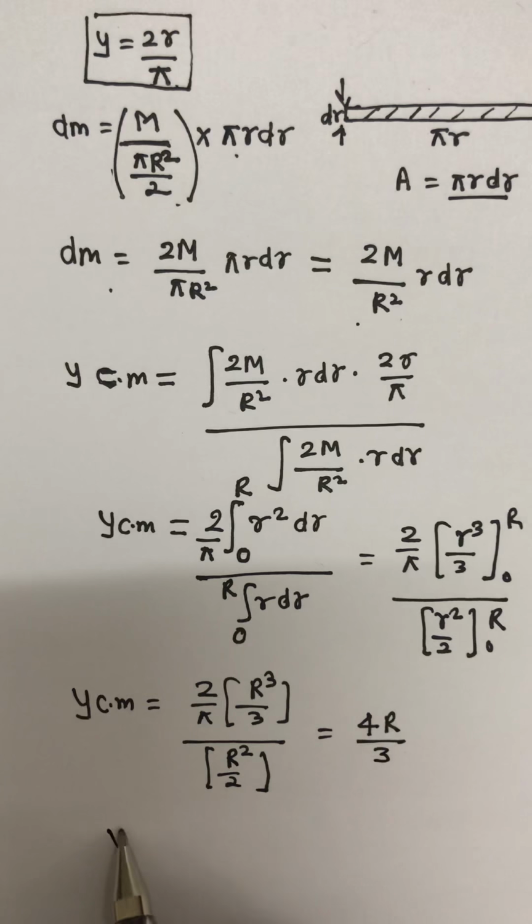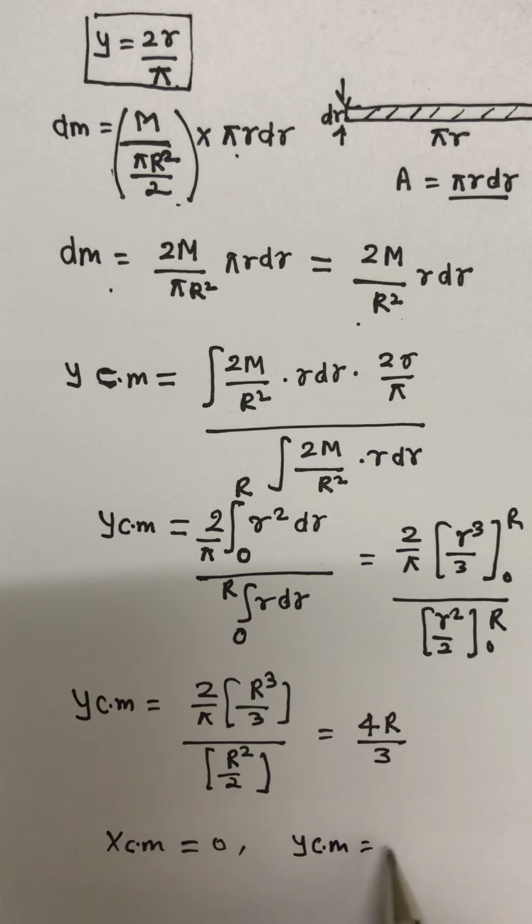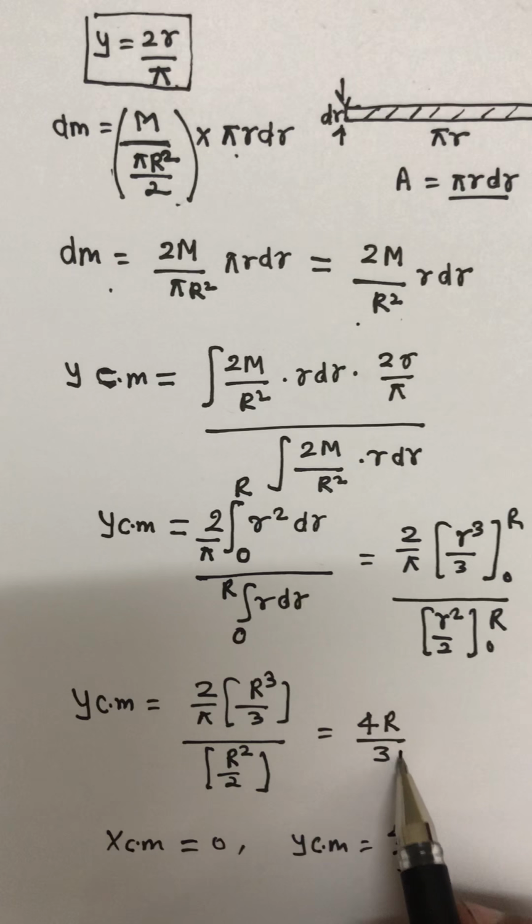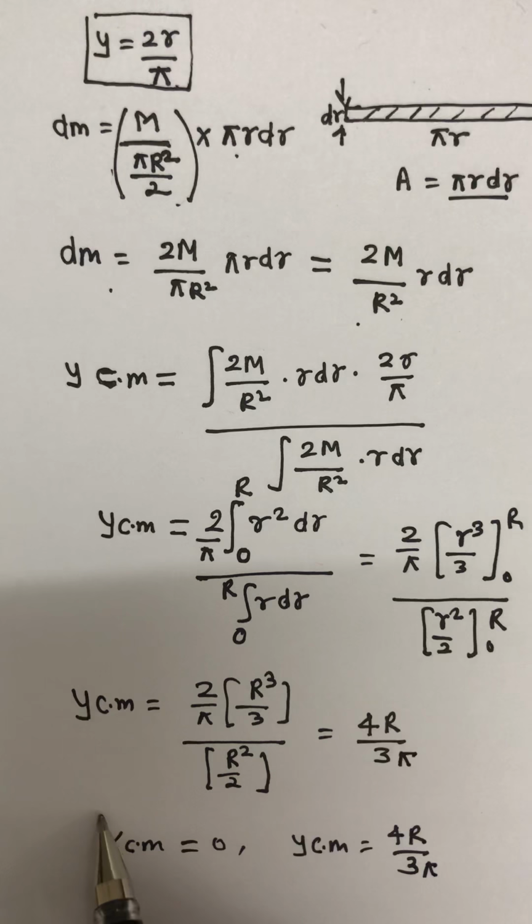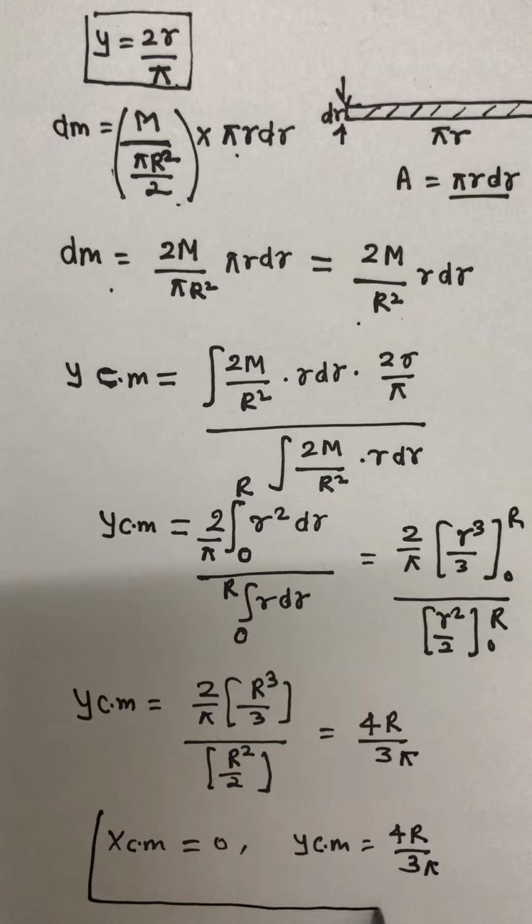So XCM of this disk will be 0. Why? Because it's symmetrical about the y-axis. And YCM of this disk will be 4R by 3 pi. So this is the center of mass of a disk.